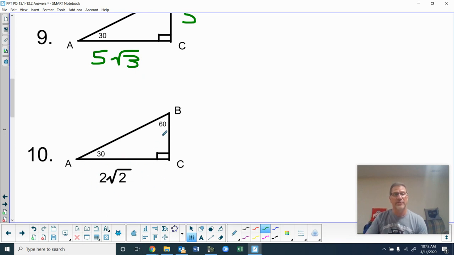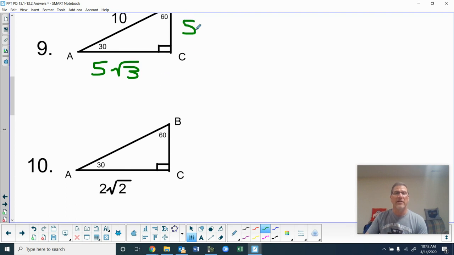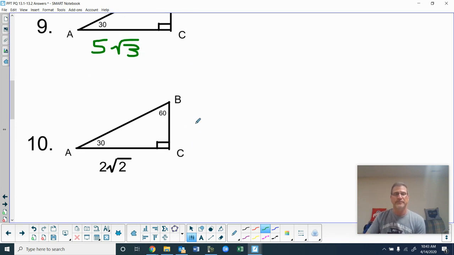This 2 radical 2 is the long leg, right? So look at this number 9 here. I went from the short leg to the long leg. I multiplied by the square root of 3. This time I'm going from the long leg to the short leg, so I'm going to have to divide by the square root of 3. Okay? So this one would be 2 times the square root of 2 divided by the square root of 3. And then just rationalize it.